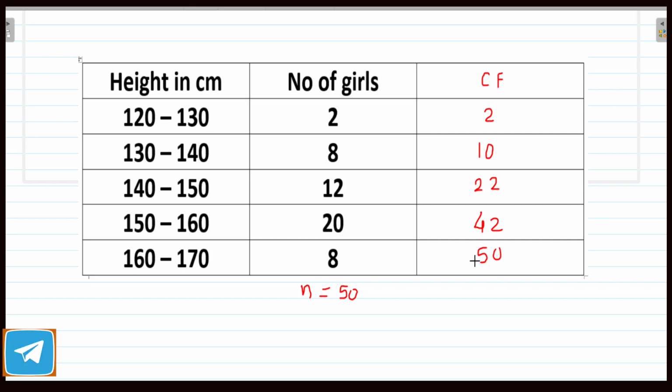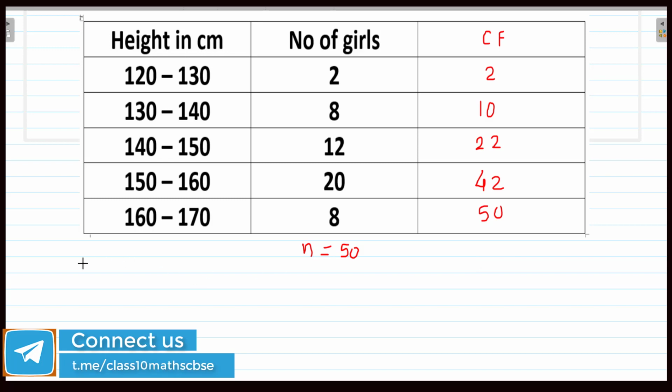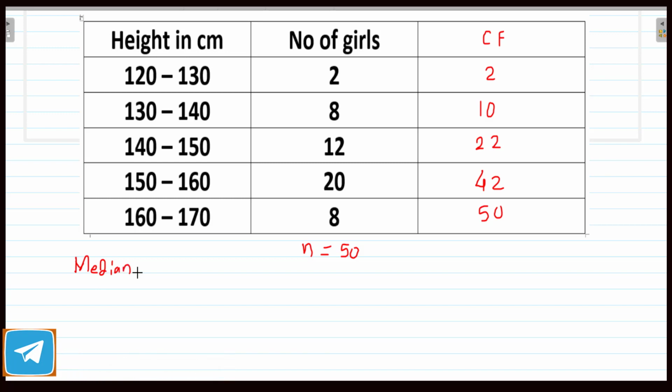And now see what is the formula to find the median. The formula to find the median, I am writing here: median is equal to L plus n by 2 minus cumulative frequency divided by frequency, multiplied by h. This is the formula to find the median. Now we will see what is L, what is cumulative frequency, what is frequency, what is height, and what is n by 2. So here you have got 50.